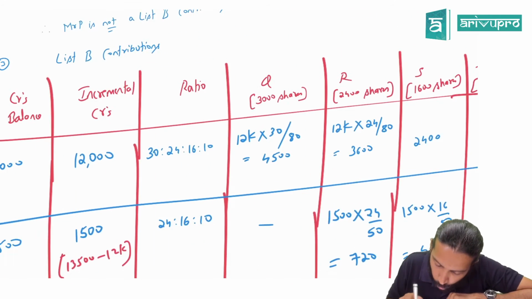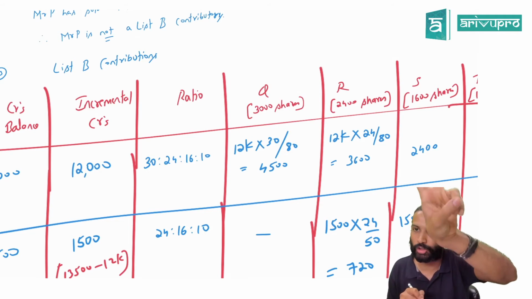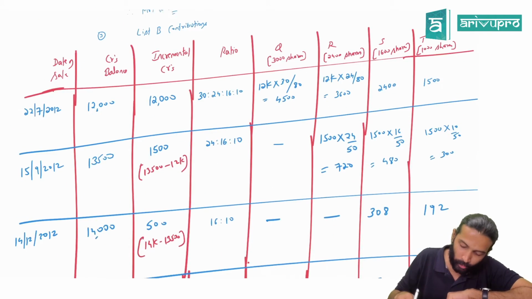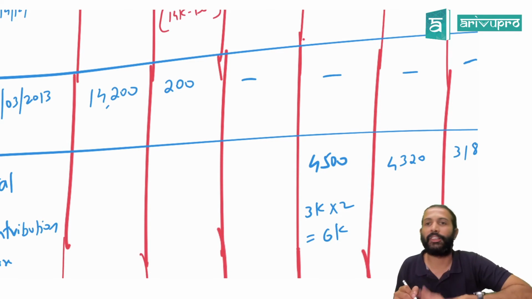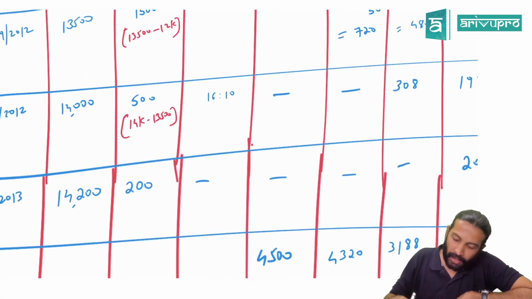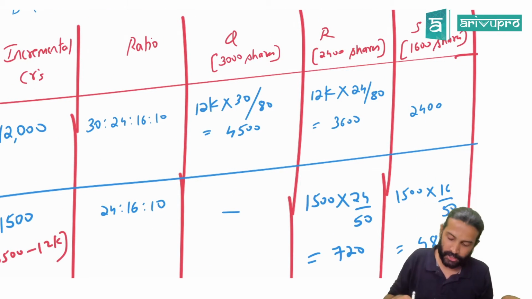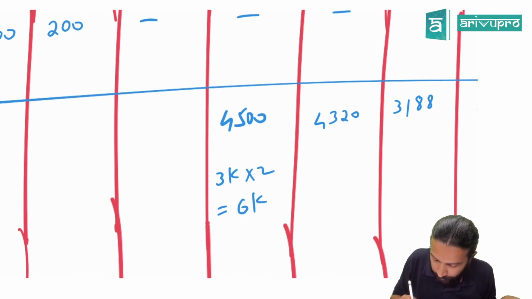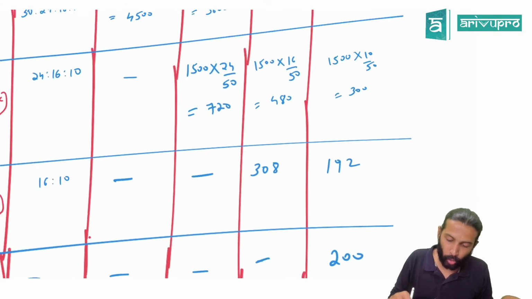Q is holding how many shares, sir? 3,000 shares. On one share, maximum liability is 2. Q is holding 3,000 shares. So what is Q ka maximum contribution? 3,000 into 2, which is 6,000 rupees. Easy. Similarly, R is holding how many shares, sir? 2,400 shares. What is his maximum liability then? 2,400 into 2, which is 4,800.